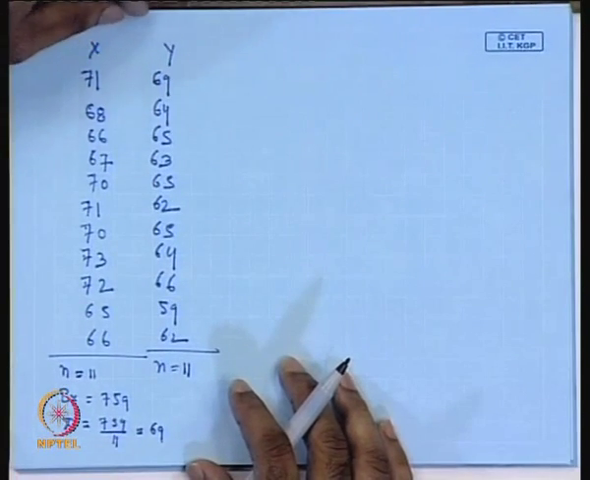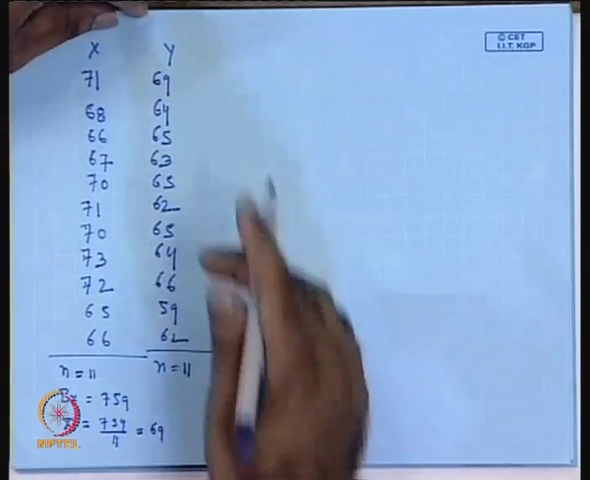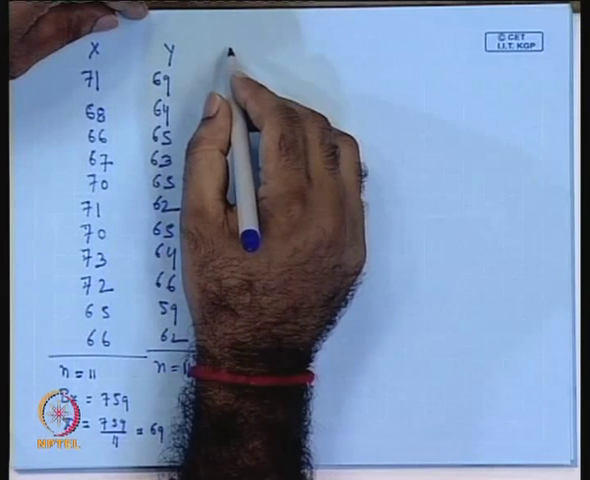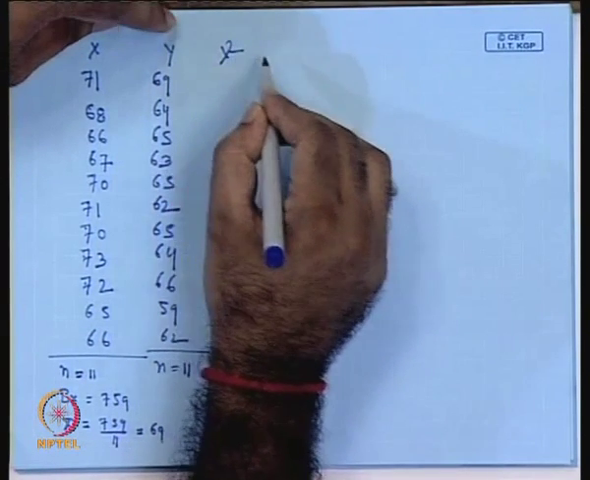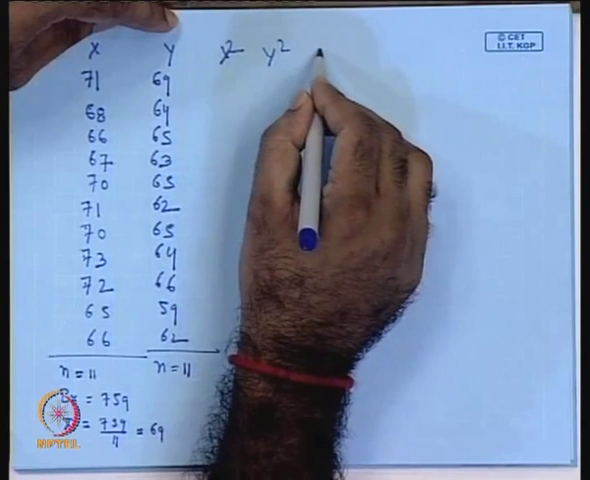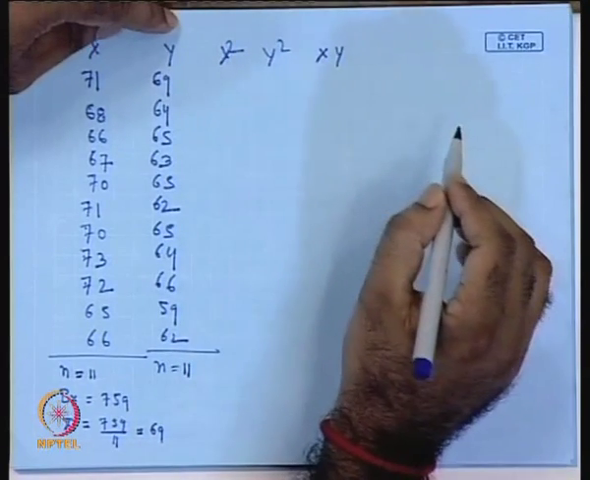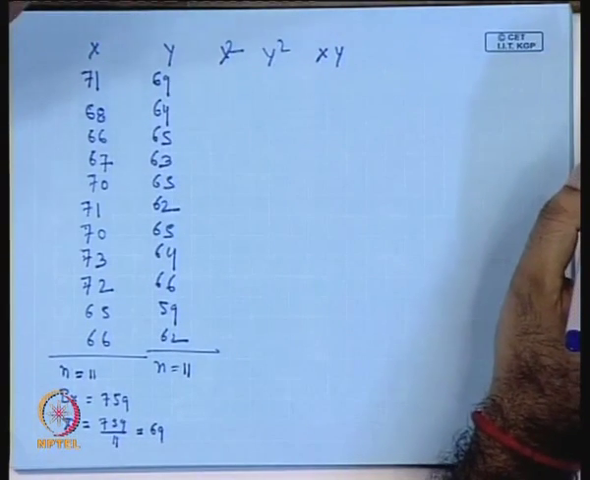Now with the available information x and y, we need to find out x squares, we need to find out y squares, we need to find out xy, then we proceed to the regression coefficient.